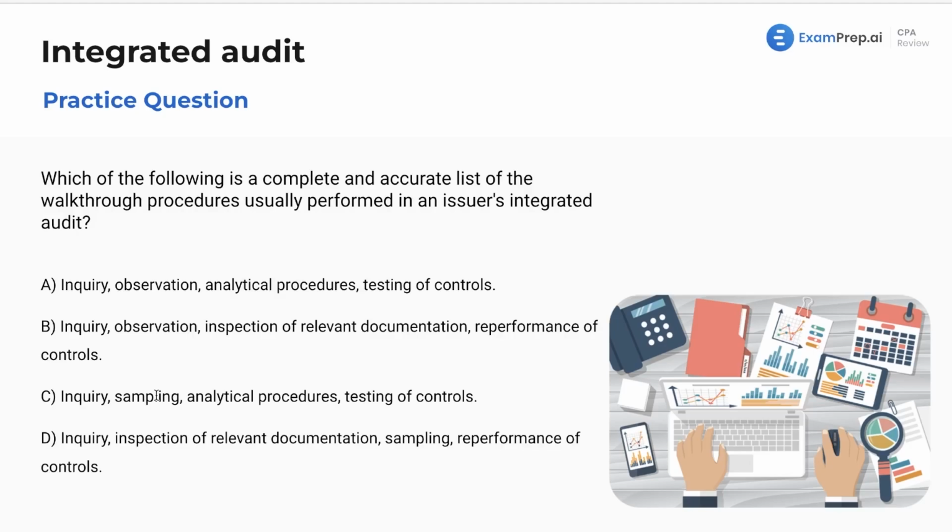So watch over the trick here. This question asks about walkthrough procedures. So whenever we're going through a question, think, are we issuer or non-issuer? It does mention issuer, but is that going to be important? A lot of times not, but you should still keep in mind, right? So issuer, non-issuer, what type of engagement, right? Here, integrated audit.